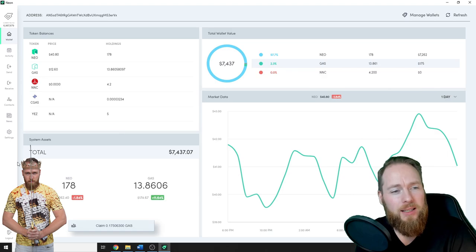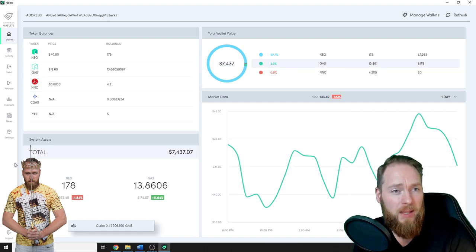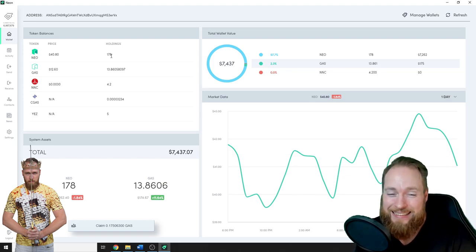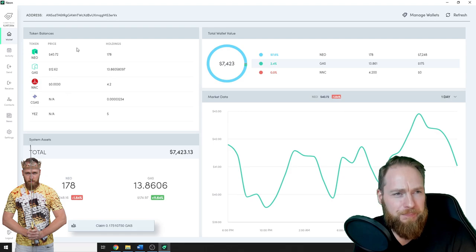So here we are in my Neon wallet. I logged in with my Ledger. It's the safest way to store your cryptocurrencies. If you didn't know this, make sure to check that video. So I have in total 178 NEOs. Wow, you might say, but I bought them expensive. I also received some airdrops.